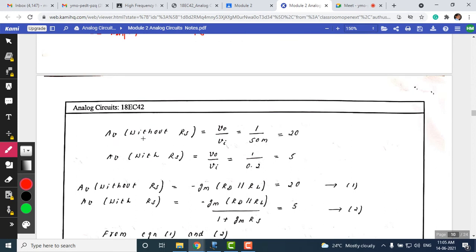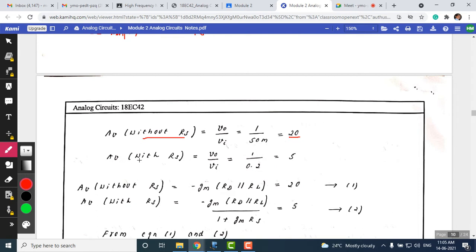Without RS, let us find out the voltage gain. AV is nothing but the voltage gain. The notation remains the same, without and with; in the bracket we have shown this is without RS. The voltage gain without RS is V0 by Vi, as per the definition. The output voltage is 1 volt and the input voltage is 50 millivolt, so that gives us a voltage gain of 20. There is no unit because volt by volt cancels. So the voltage gain without RS is 20.